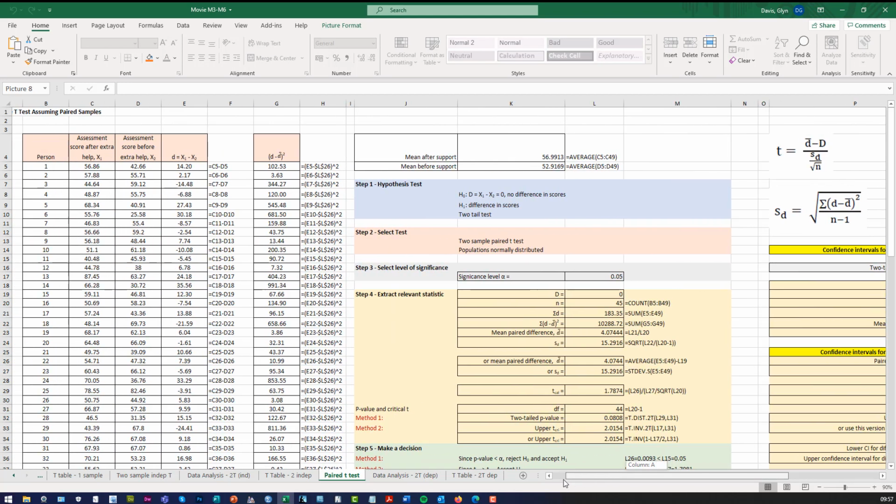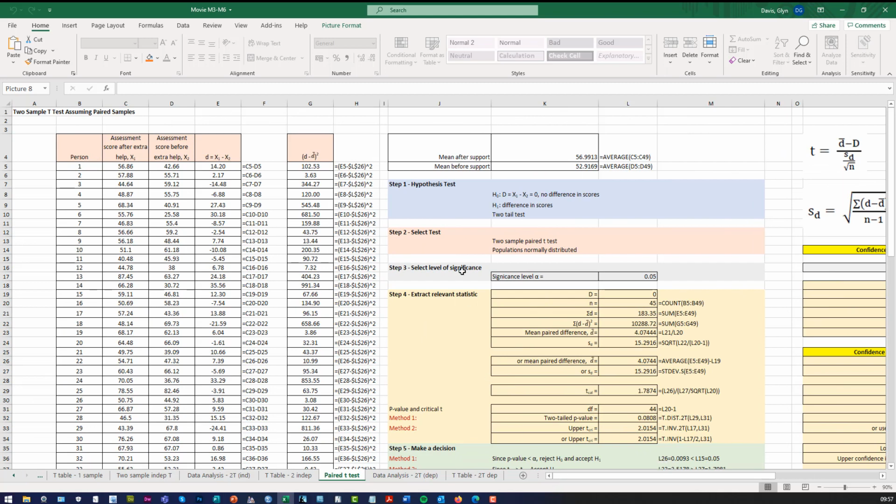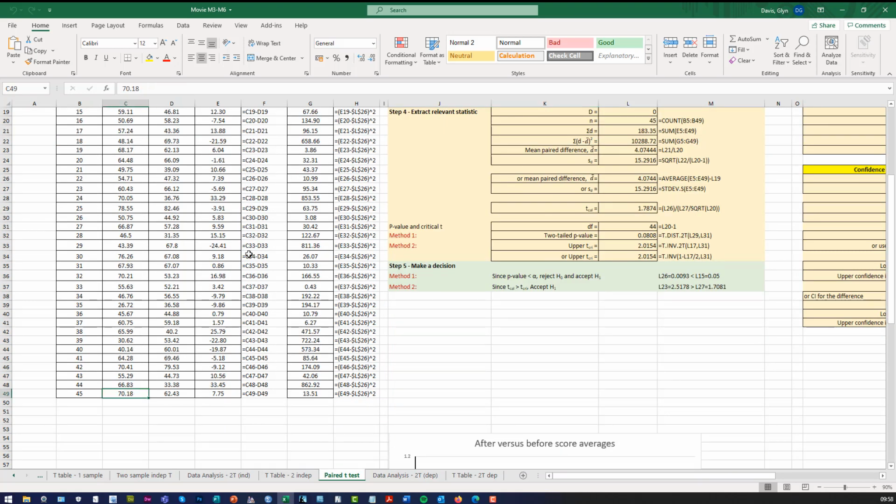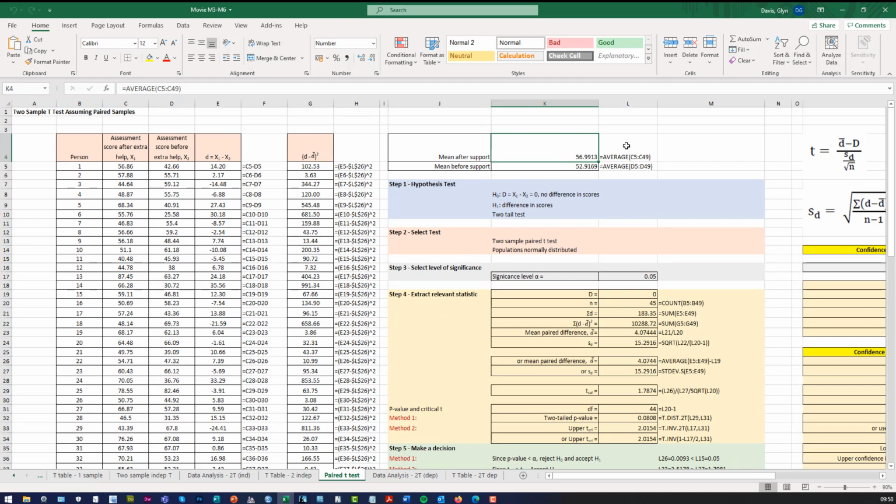Okay, using Excel. When you use SPSS, it's a lot simpler and easier to do, as you'll see in a later movie. If I calculate the mean average score after they've got the extra support, that's given by the average of C5 to C49, and that comes out as 56, nearly 57. If you do the mean value before the support, that comes out to be 53. So you can see there is a difference between the two. The question is, is that statistically significant?